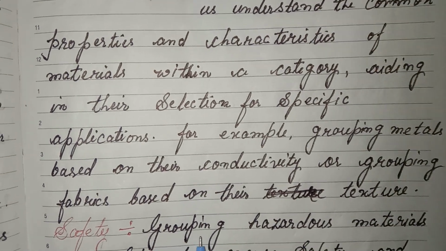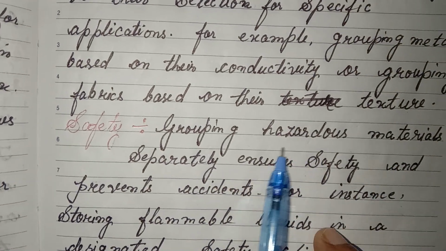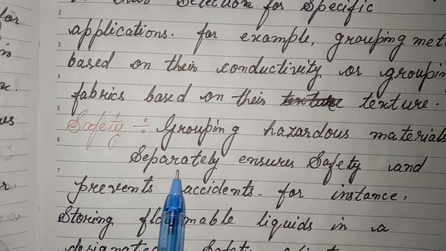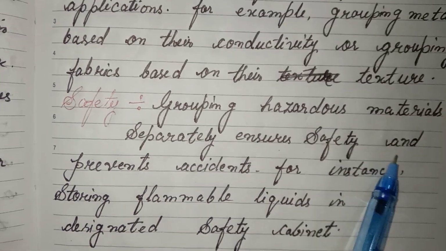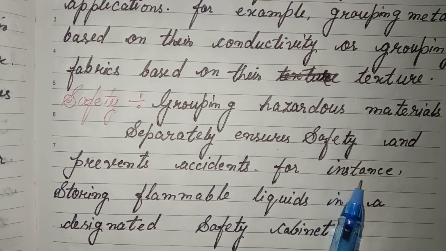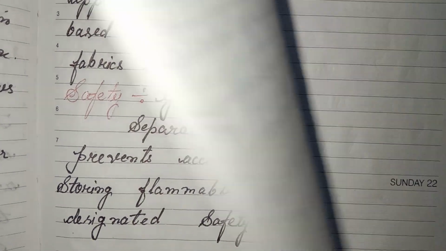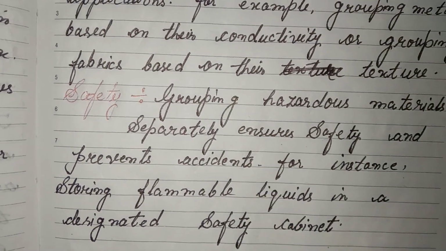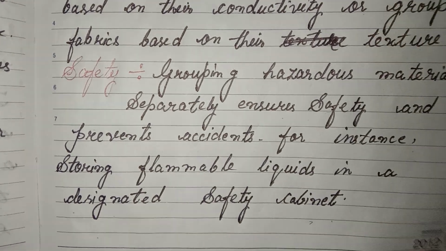Safety. Grouping hazardous materials separately ensures safety and prevents accidents. For instance, storing flammable liquids in a designated safety cabinet.